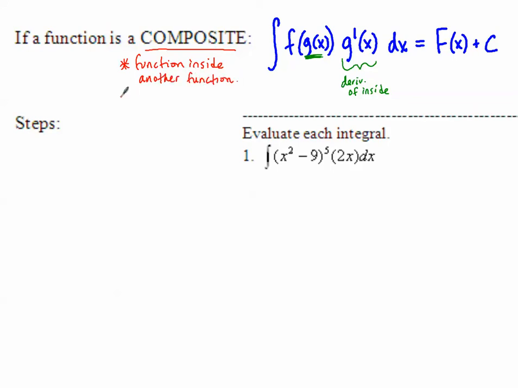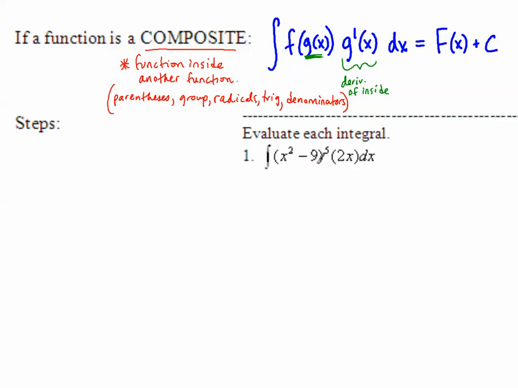So look for parentheses. Look for anything that's creating a group of some sort. Radicals create groups. The trig functions create groups. Denominators create groups. That's where you're going to find that you have a composite function. So here I have parentheses, a function that is raised to the fifth. This is the inside function.